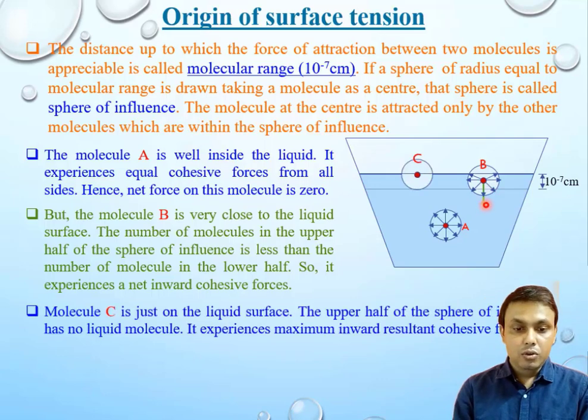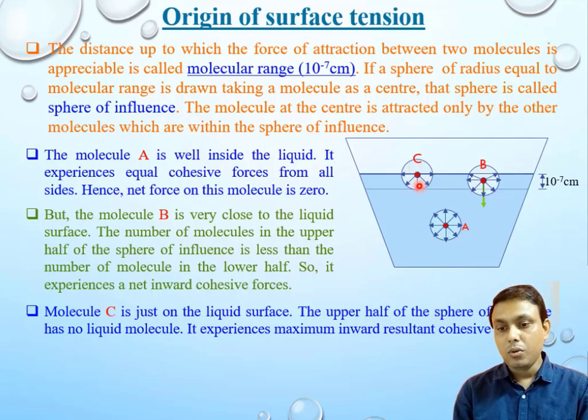Similarly, if I consider a molecule C here you see the half portion of the sphere is outside the liquid. So from this region there is no cohesive force. The force only acts from this downward direction. So there will be resultant downward force.